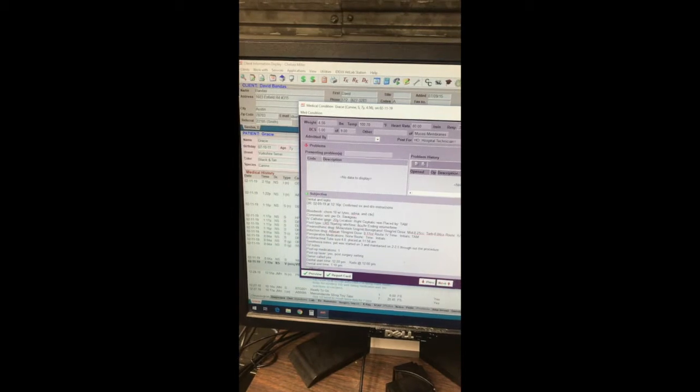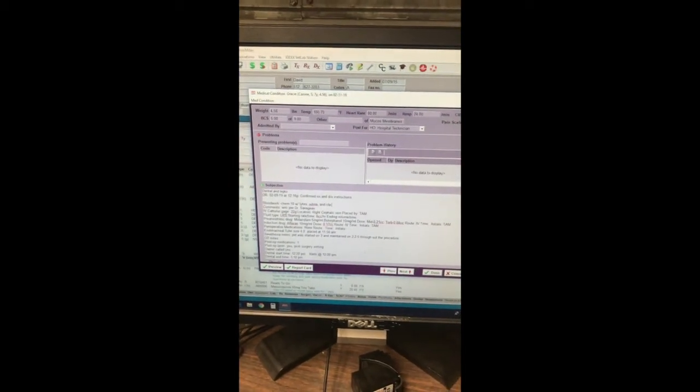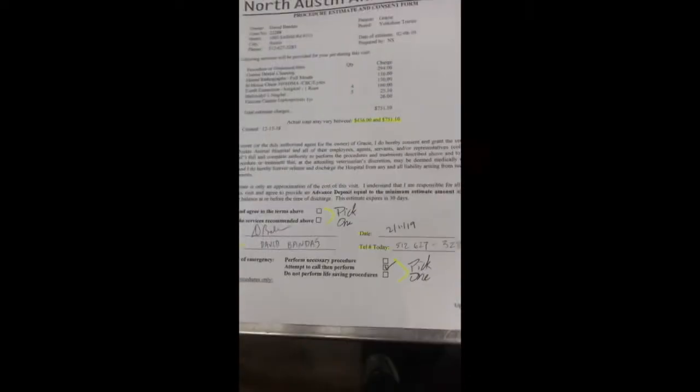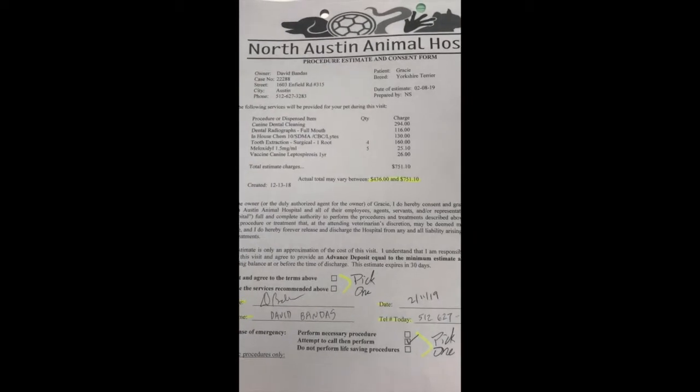So we do have Gracie pulled up here. She was a patient we had today with just some surgical notes written in there. So now I'll go over and do our actual paper forms, most of which get scanned in to the computer at the end of the day.